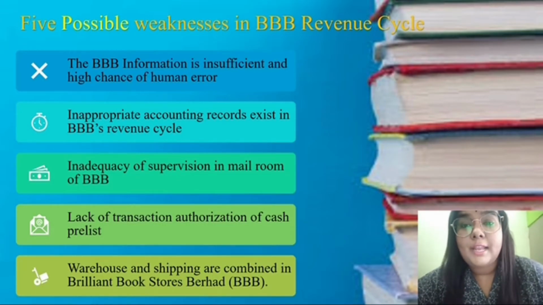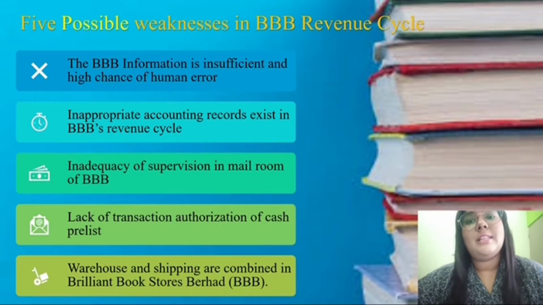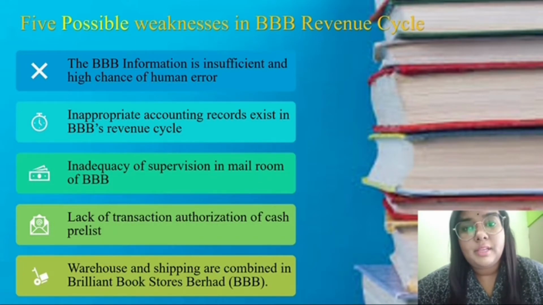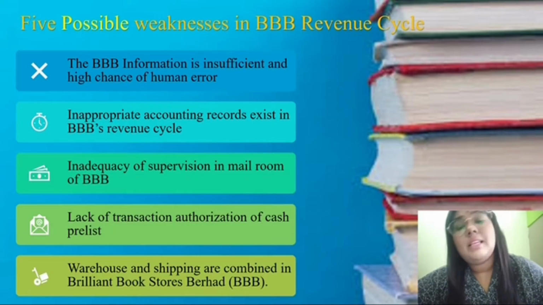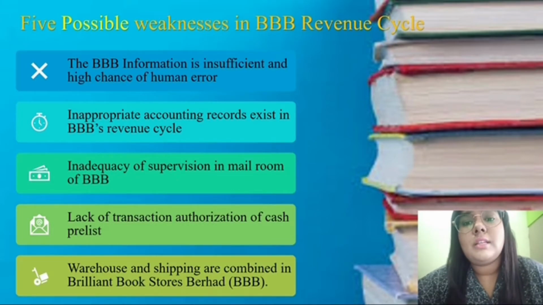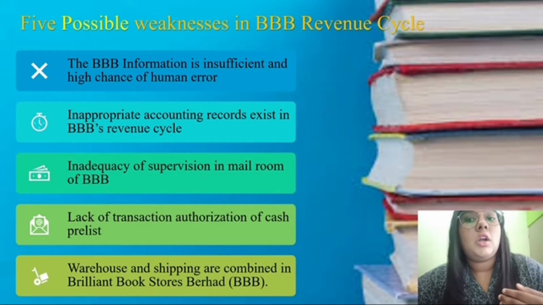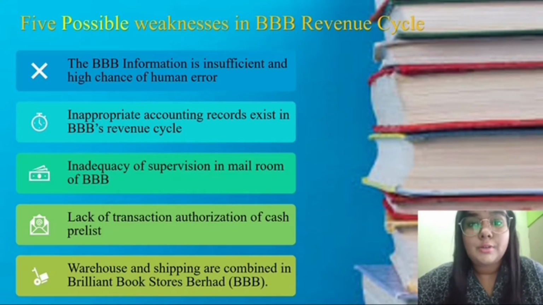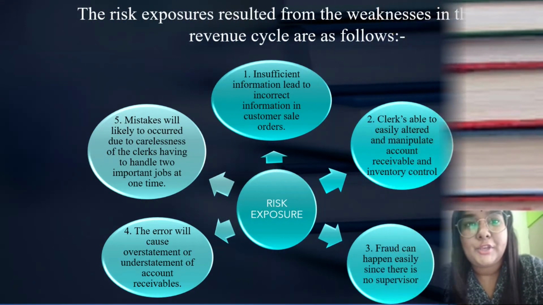Last but not least, warehouse and shipping are combined in Brilliant Bookstore Berhad. From this we can see clearly that there is no responsibility assigned in certain departments. For example, there is no shipping department and shipping clerk. Therefore, the warehouse clerk holds multiple responsibilities that might burden them. This reconciliation is a predominant control point, which ensures that BB sends the correct products and quantity to the customer. That's all. Thank you.